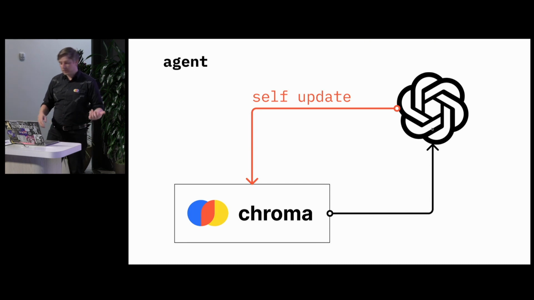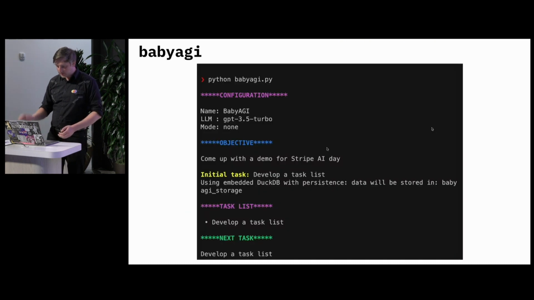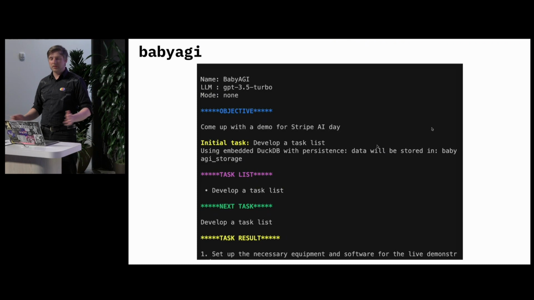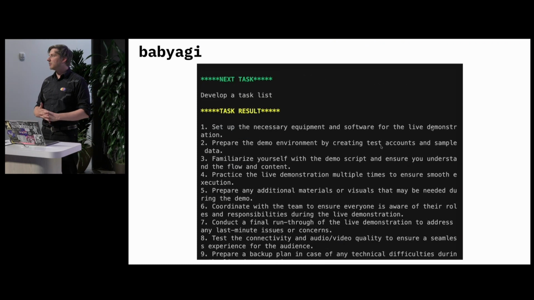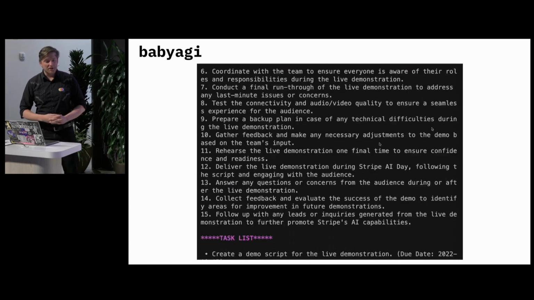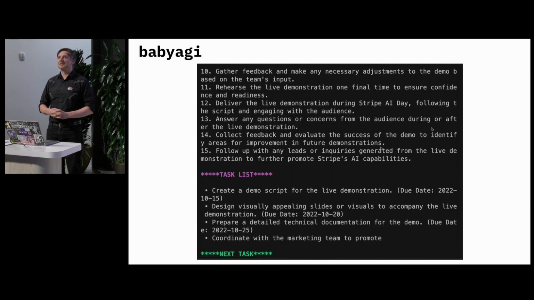And one example use case of that which uses Chroma in the wild today is a thing called Baby AGI, and this is a video that's going to play because I couldn't trust that the OpenAI API would be available today. We've all had that happen to us, right?